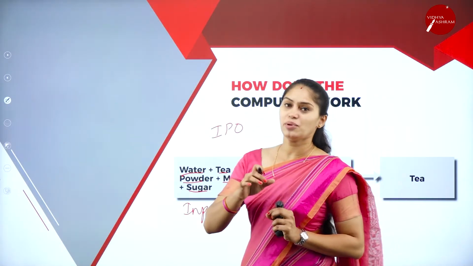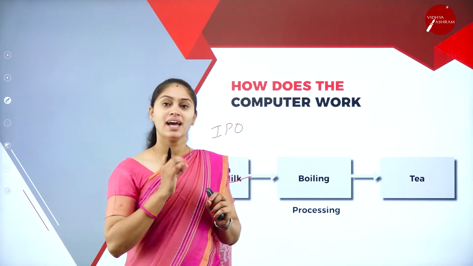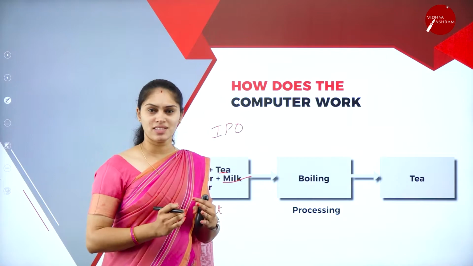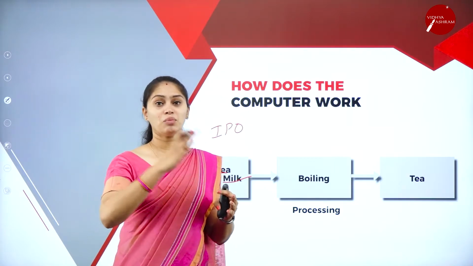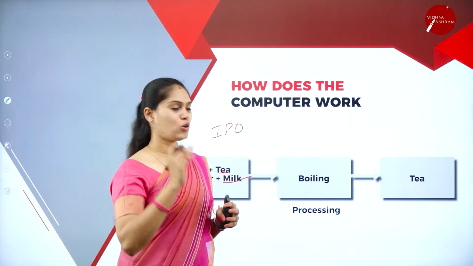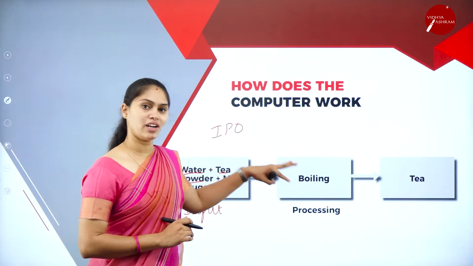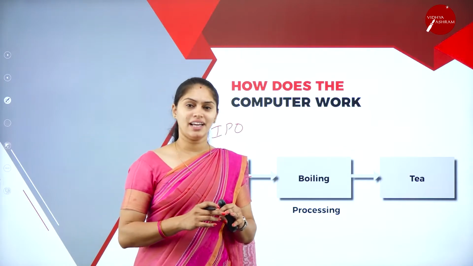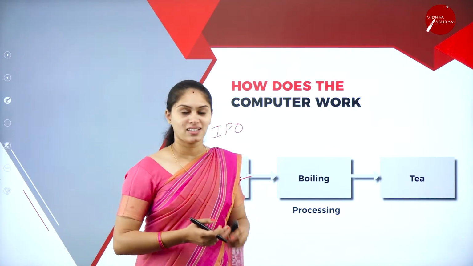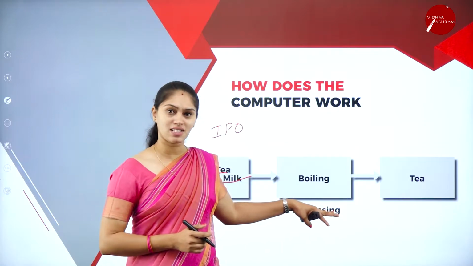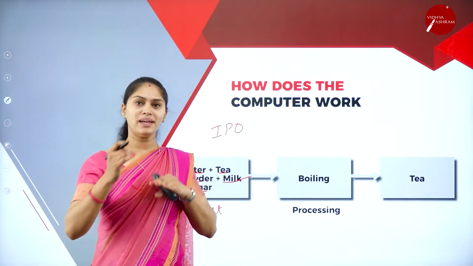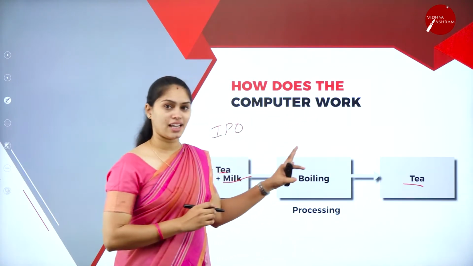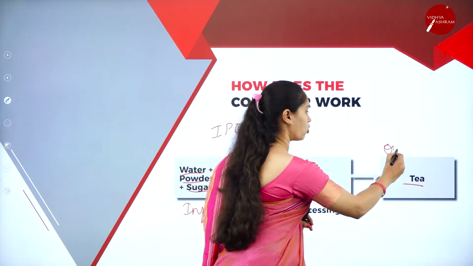So I am giving the input to the computer. It has to process. This is the necessity of processing. Out of that processing, I am going to get the result as output. Then what is the processing in order to prepare a tea? It has to be boiled. I mix all the ingredients, then it will start boiling. That boiling is a process, that is called processing. Then what will be the result or output? That is tea. I am going to get a tea. So I can call this the output.